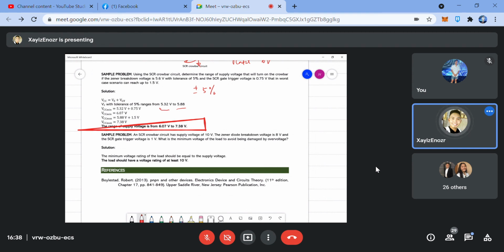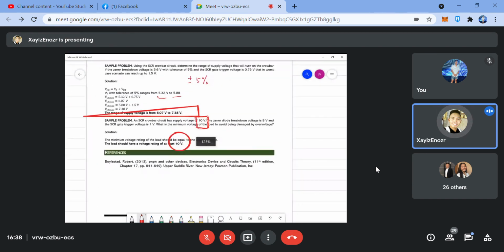So, syempre, paano ba malalaman yun? Kailangan pareho ng supply voltage mo yung rated voltage ng load mo para maiwasan mong masira siya sa overvoltage. Therefore, the load should have a voltage rating of at least 10 volts. Okay? So, kahit mag 10 volts siya, since 10 volts yung rated voltage ng load mo, hindi siya masisira kasi it can withstand yung 10 volts. Kasi yun yung rated voltage ng load mo. So, yun yung required. Kailangan equal siya sa supply voltage mo. Okay? So, that's the end of our discussion for SCR.